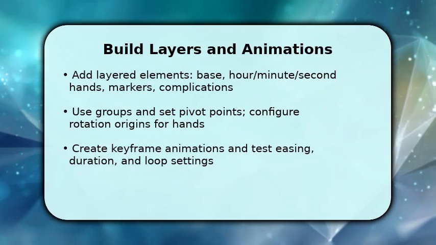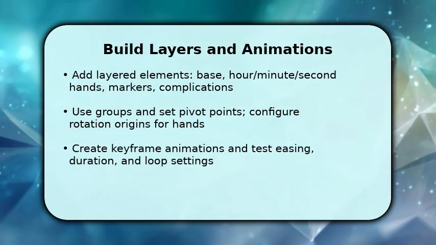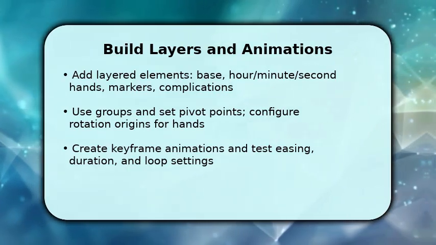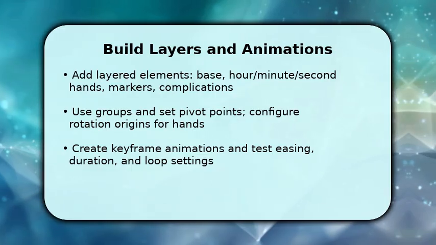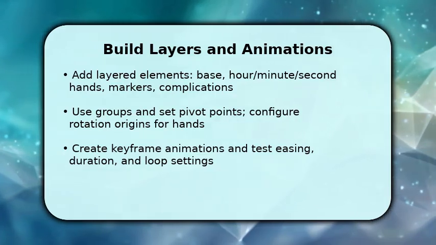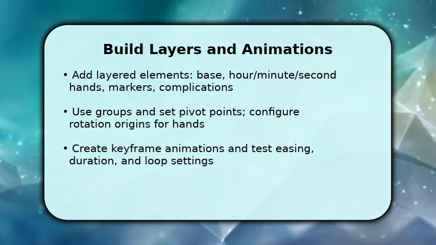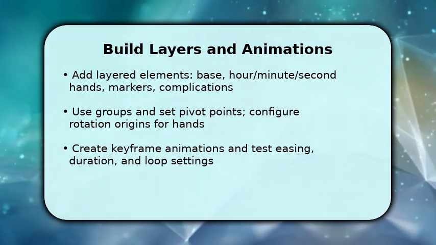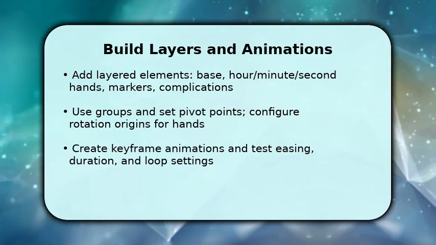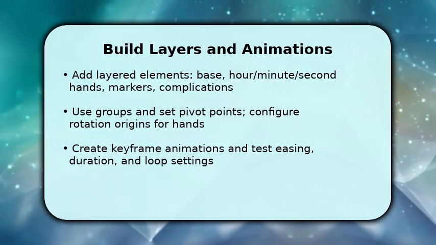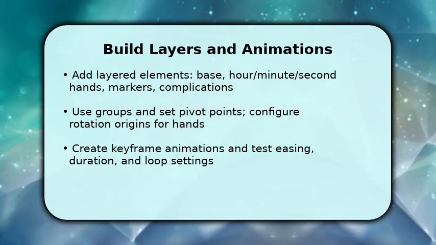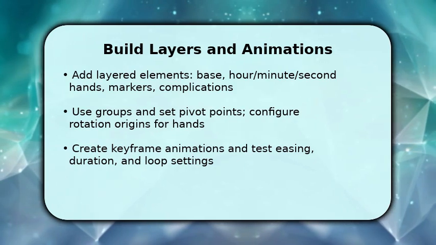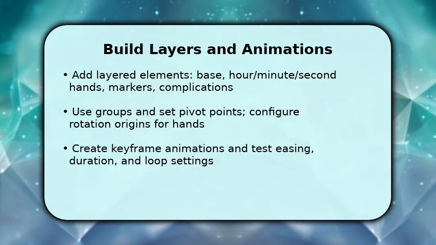You now assemble layers and define motion so the watch face behaves correctly. Add base layers, place hour, minute, and second hands, and insert complications where needed. Once placed, set pivot points precisely at the hand base and group elements to preserve relative positions during animation. Next, create keyframe animations for transitions or ambient effects, adjusting easing and duration to keep motion natural. After each change, preview in the emulator so you can immediately correct timing or alignment problems.